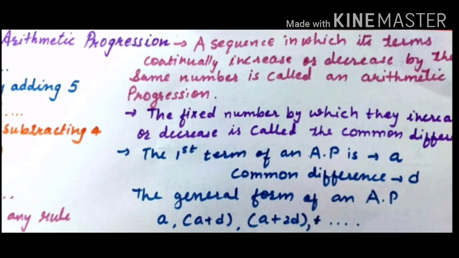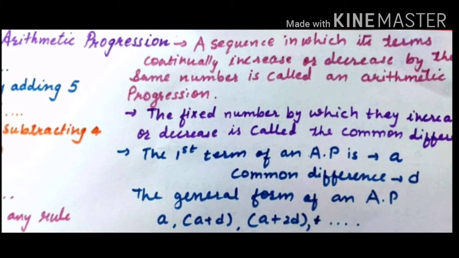same number. It means, as I said, if a number is increased by 3, then it must be increasing by 3 throughout the sequence, and if the number is decreasing by 2 or another number, then it must be continuously decreasing by the same number. It cannot be that somewhere it is increasing and somewhere it is decreasing by another number; then it is not an arithmetic progression. So a sequence in which its terms continually increase or decrease by the same number is called an arithmetic progression.